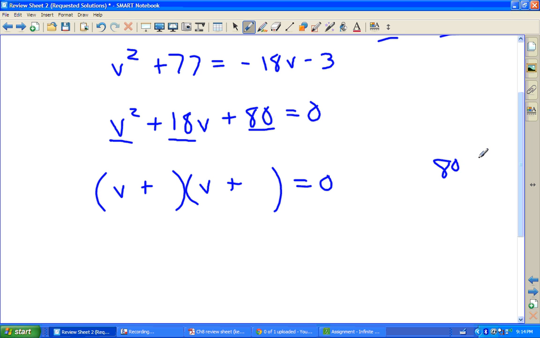So it could be 80 and 1, nope. Could be 40 and 2, nope. It could be, what's next? 20 and 4, not quite. Okay, so what's missing here? Are there other factors? That's a great question.